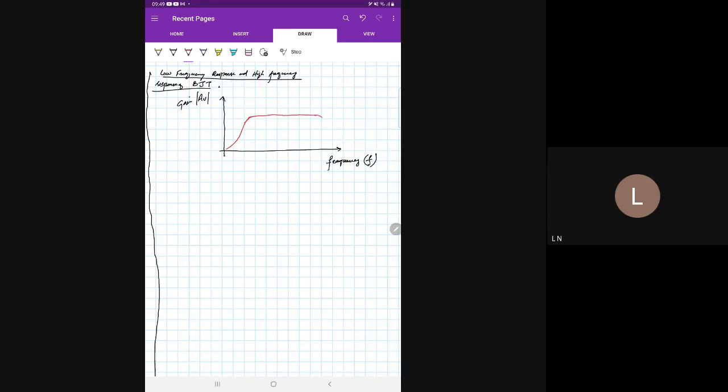There are three different regions of this gain versus frequency response. One is known as the low frequency region. Suppose this is a line here which marks the cutoff frequencies. I'll tell you what the cutoff frequencies are.